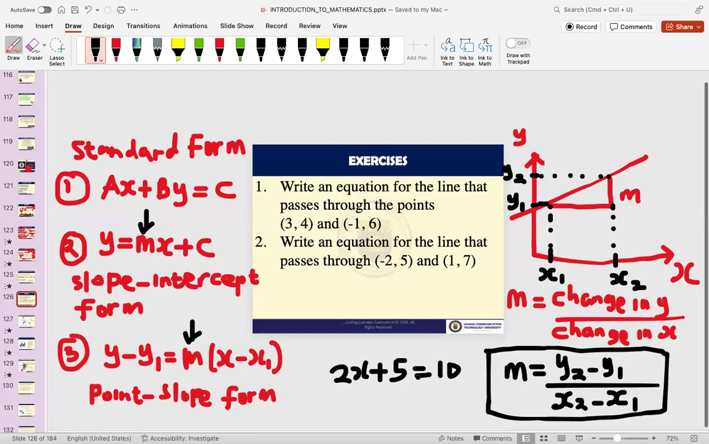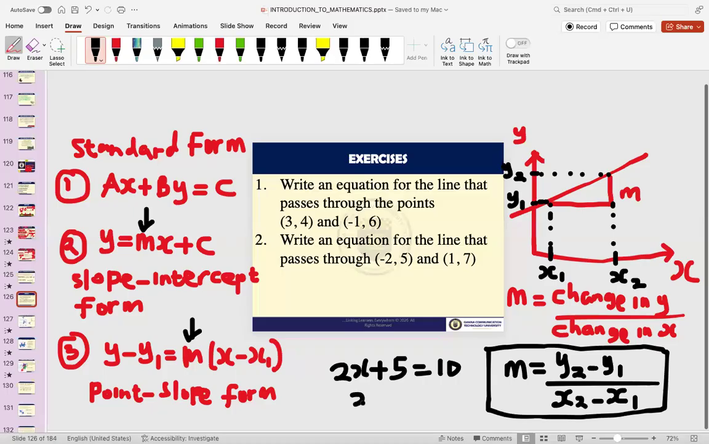So from here, you see that we've been writing that 2x is equal to, this 5 is coming, so you have 10 minus 5. Then you have 2x is equal to 5. So at this point, you compare. I see ax here, so it means that a is 2, and this is the x.